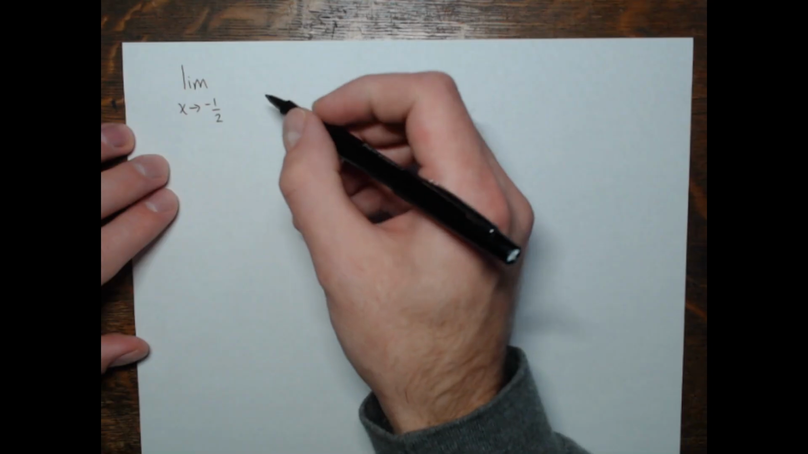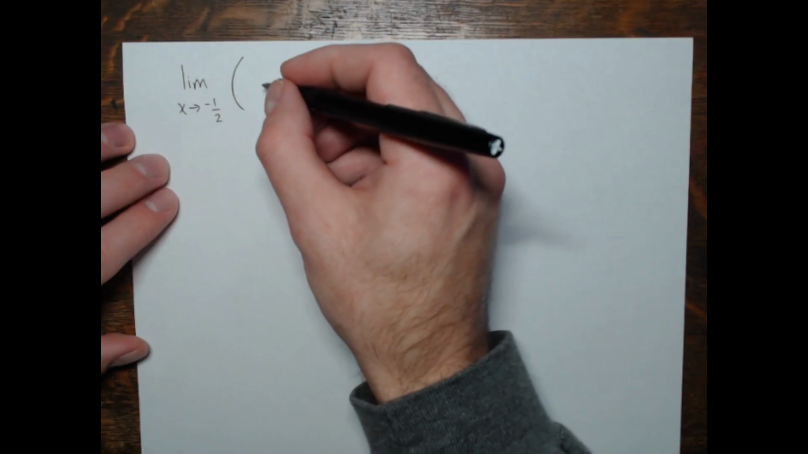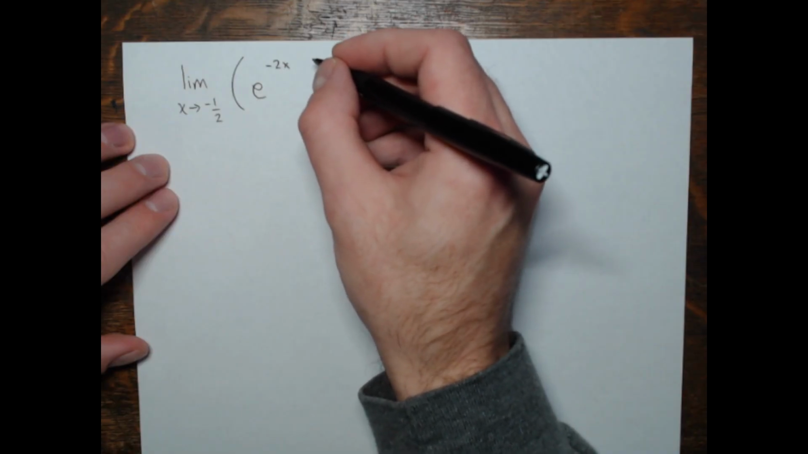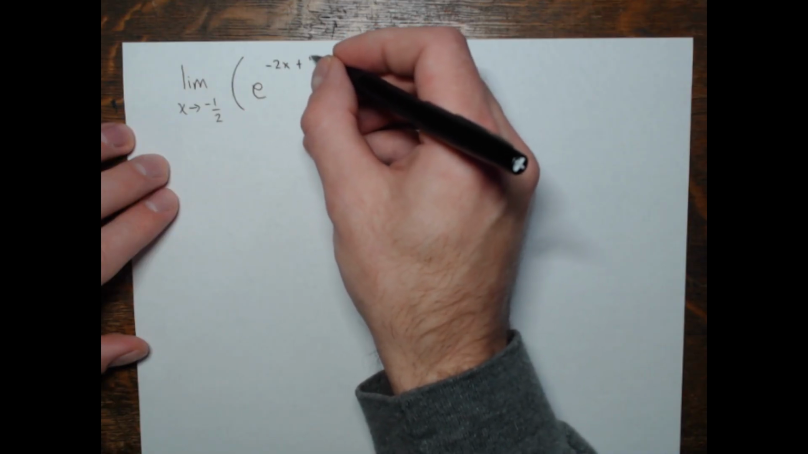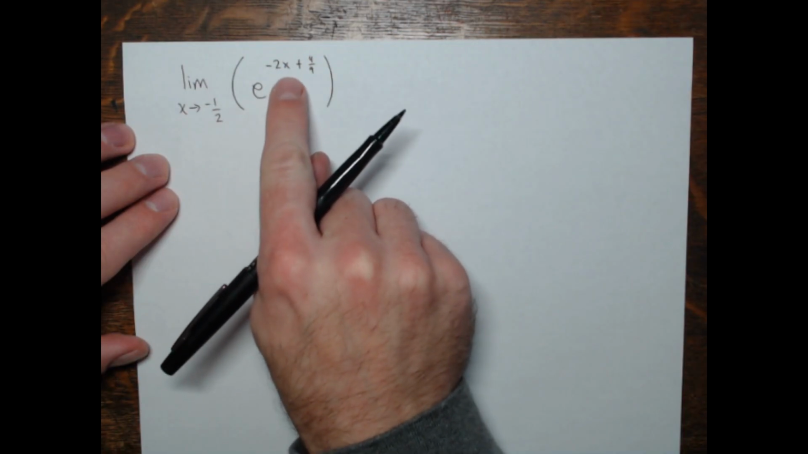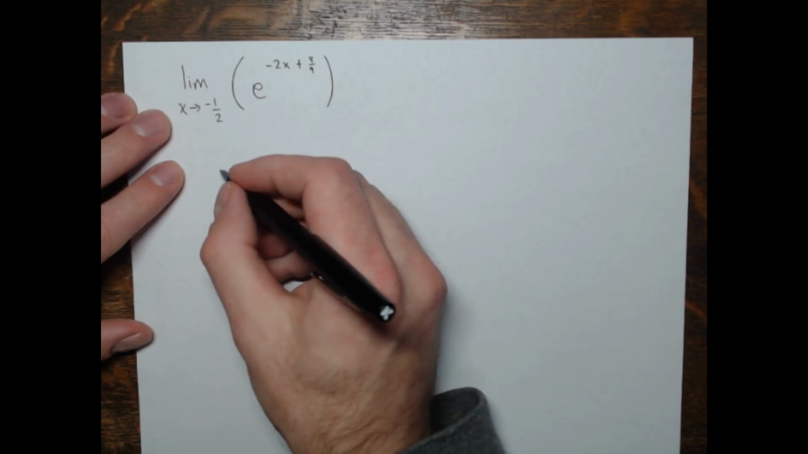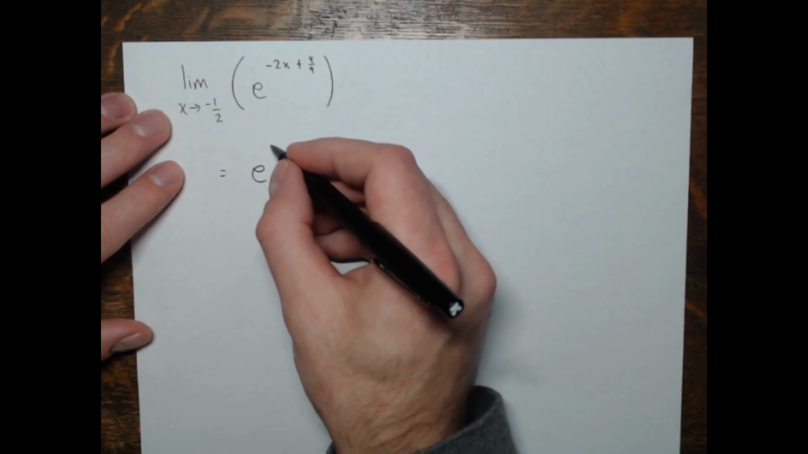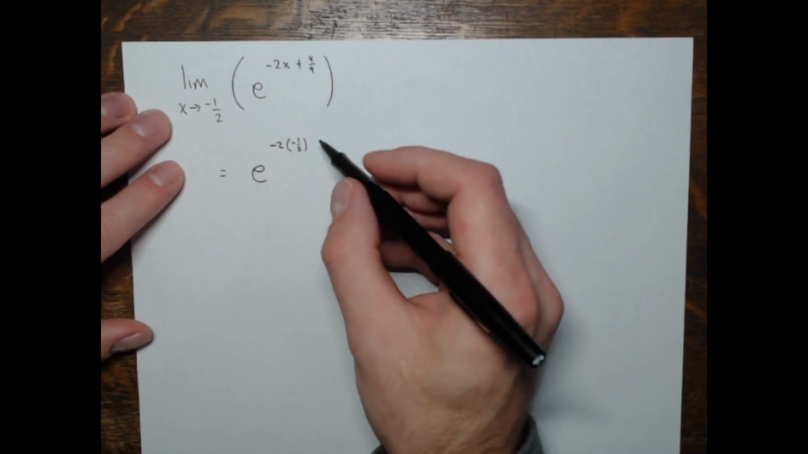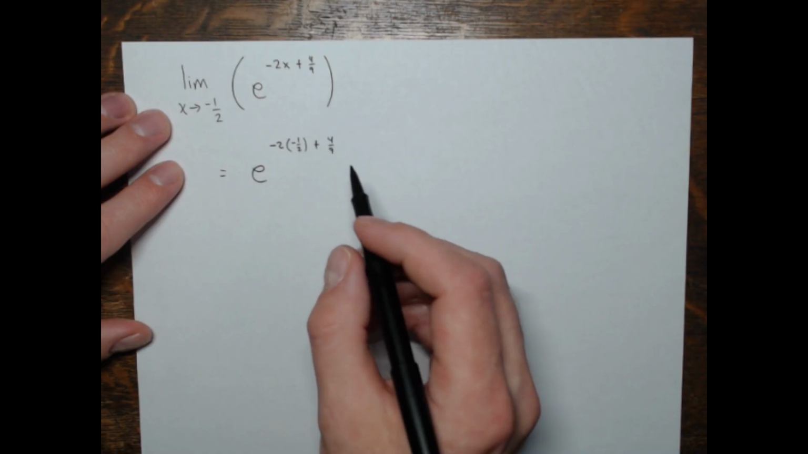I don't think they're gonna go too difficult on me in this introductory section. So e raised to the negative 2x plus 4/9 power, right? This is all in the power here. So I'm just gonna plug in the negative half. This is equal to e to negative 2 times negative half, because again x is approaching negative half, plus 4/9, and then just simplify that power a bit.